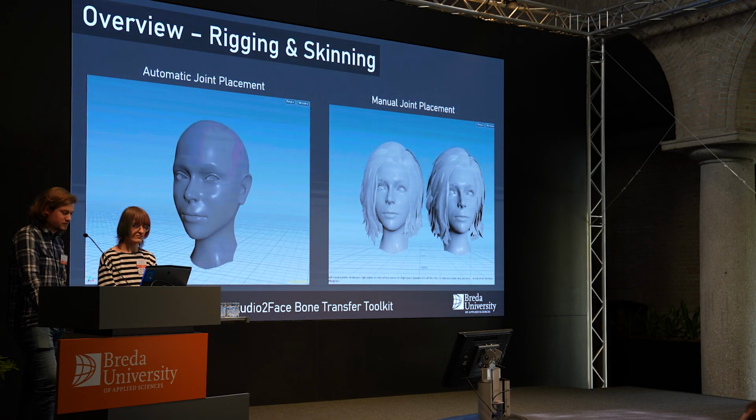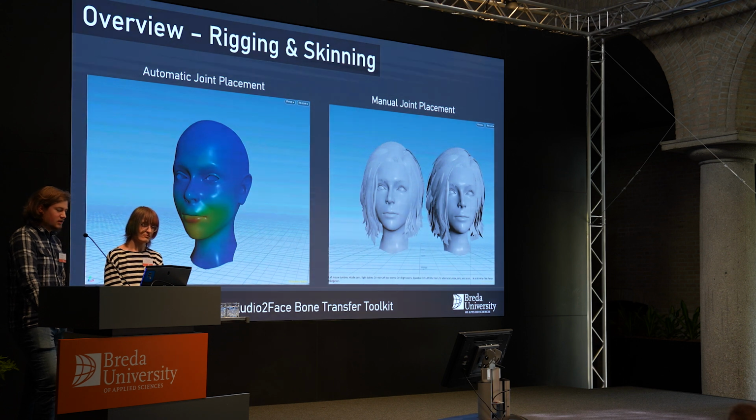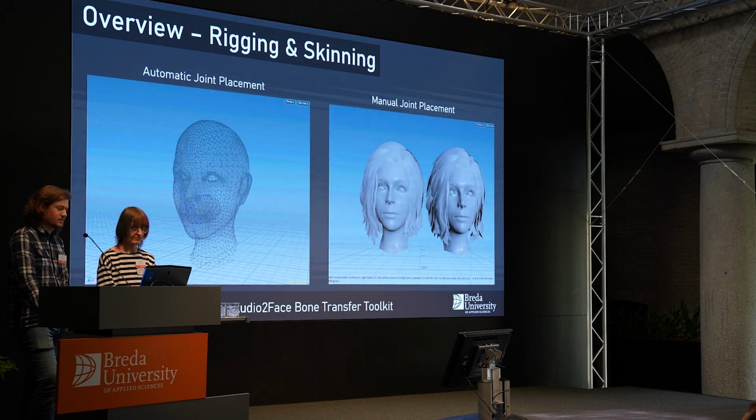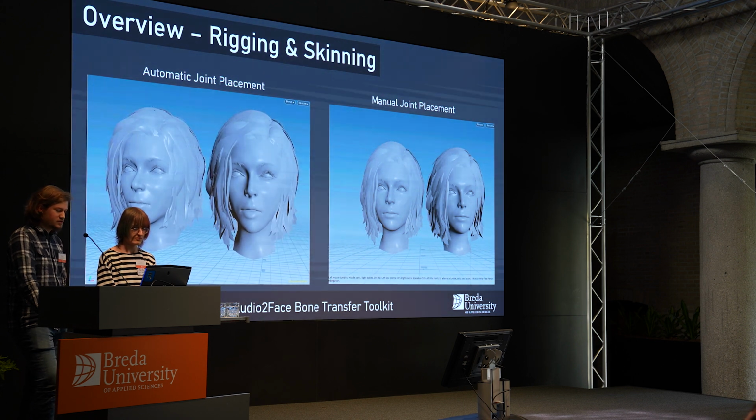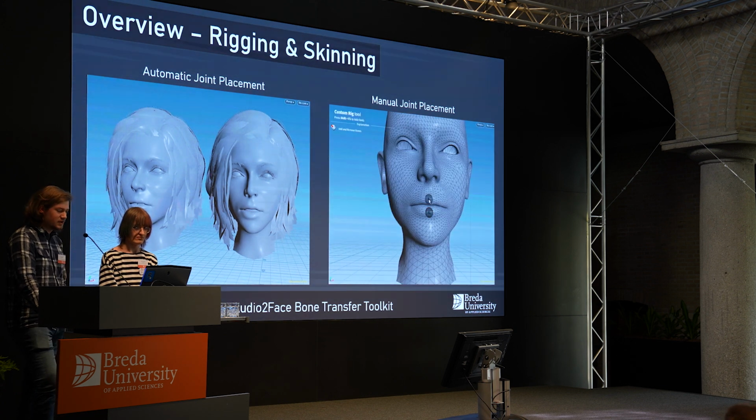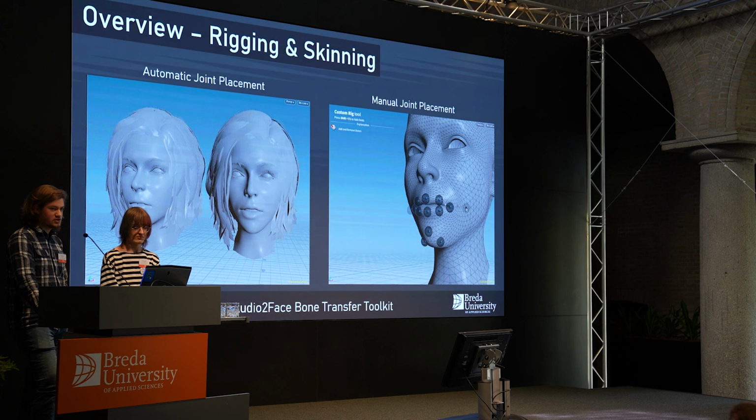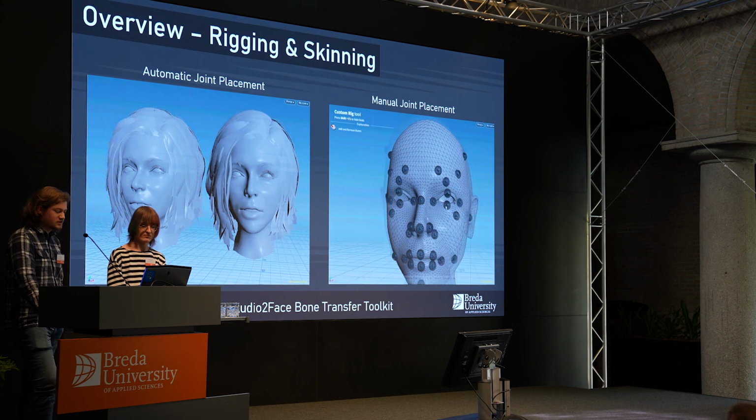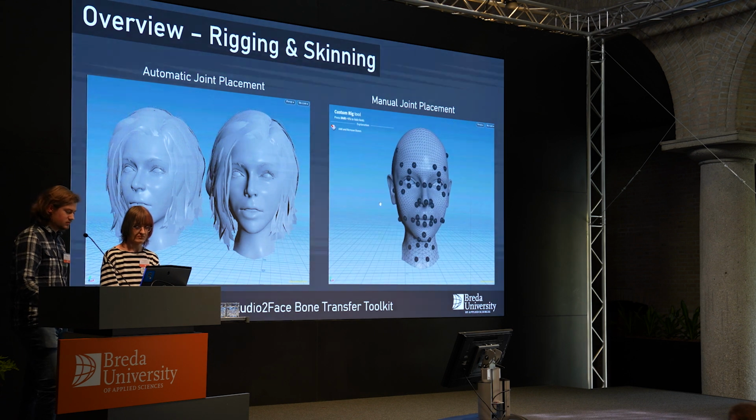Then for an overview of the features of our system, after audio-to-face has generated the audio-to-face mesh, our toolkit comes into play. The first step is generating a face rig, which can be done in one of two ways. Either automatically, as you can see on the left, where the bones get placed based on the animation, or manually, as you can see on the right, where the bones are placed by the user. The skinning is fully procedural with both methods.